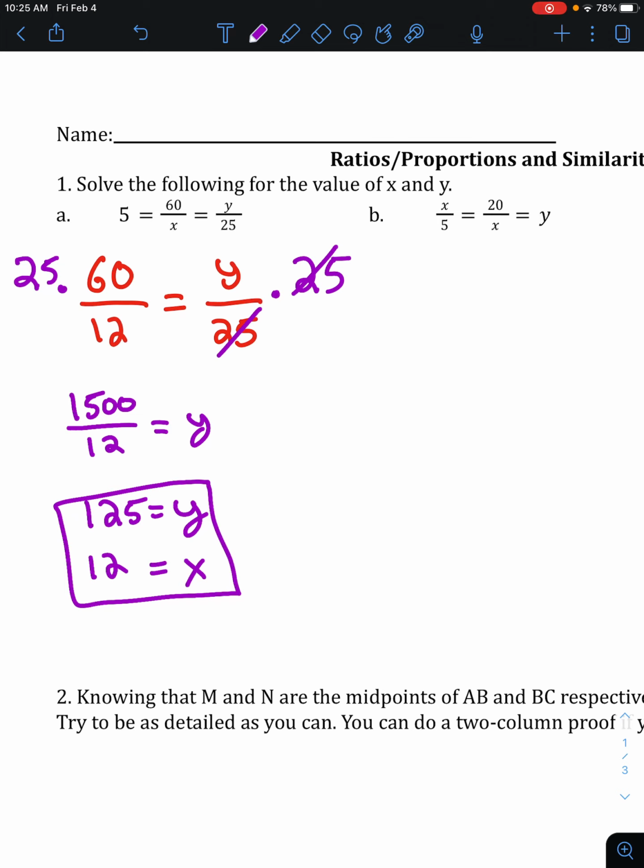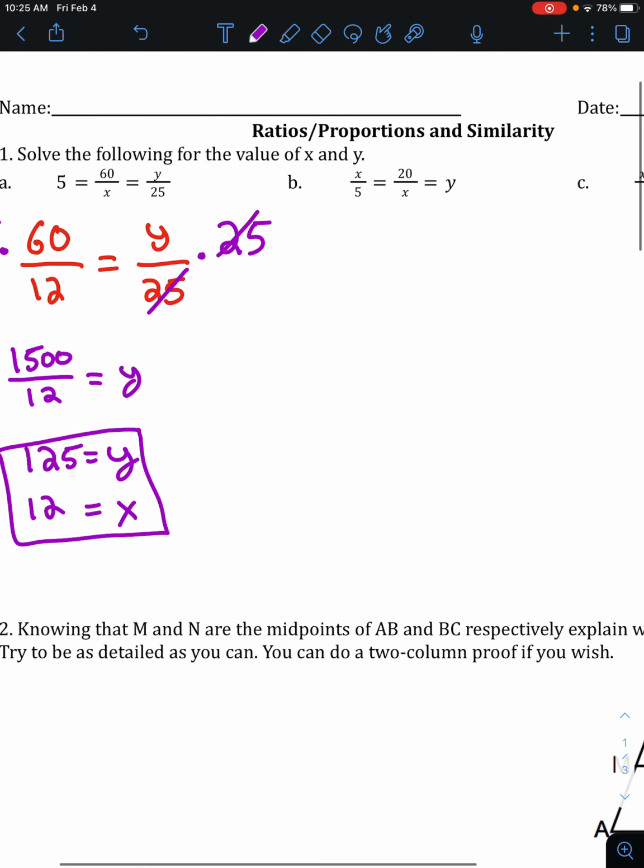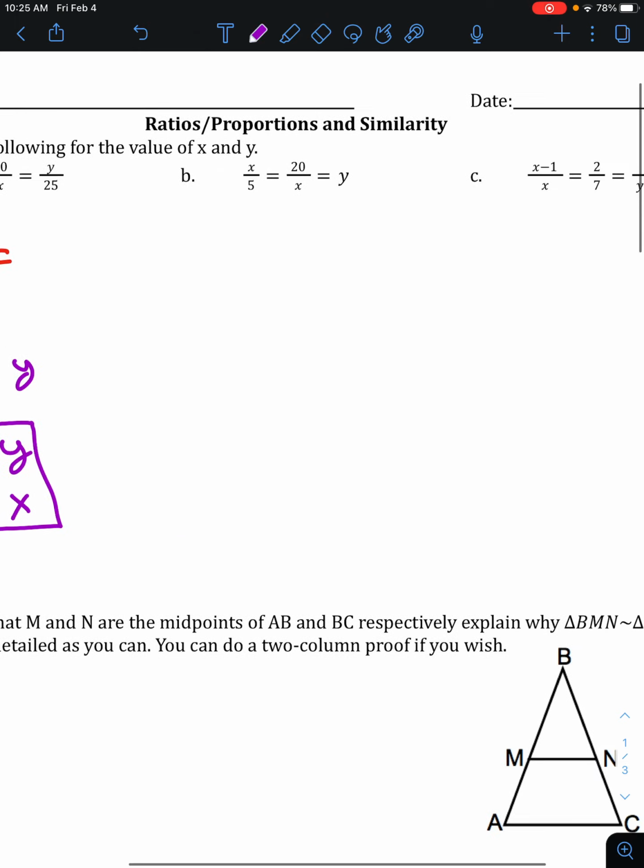And we should box our answers, especially on quizzes and tests. It makes it much easier for me to find your answer and get you as much credit as you possibly can. Okay, so that's example 1. Clear this over. In number 2, same thing.